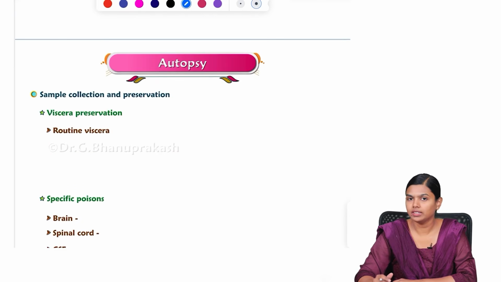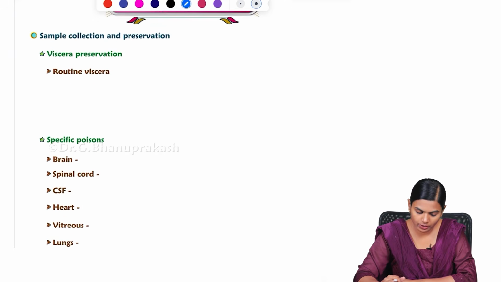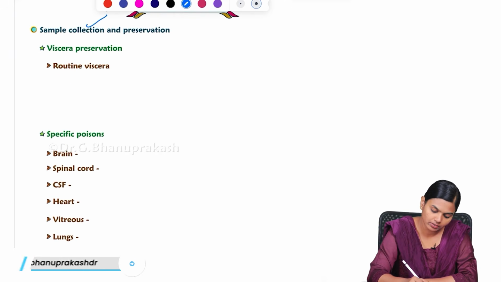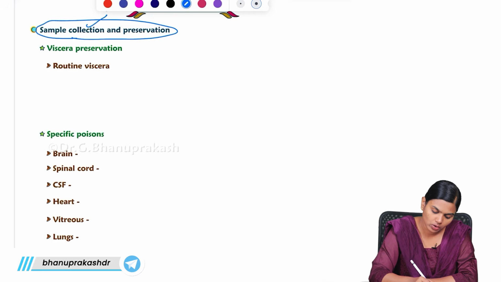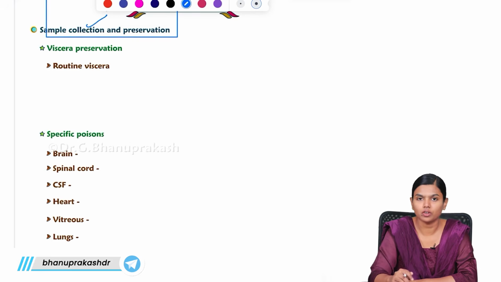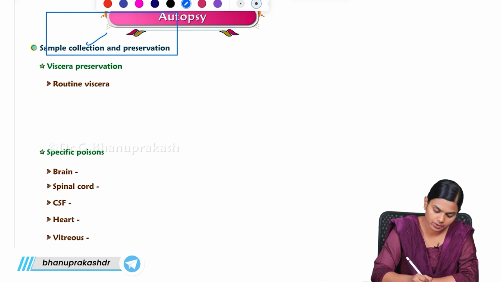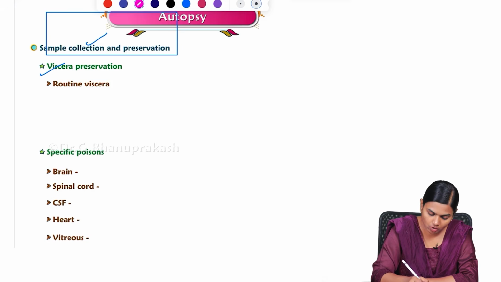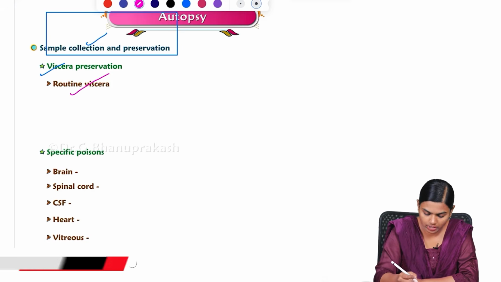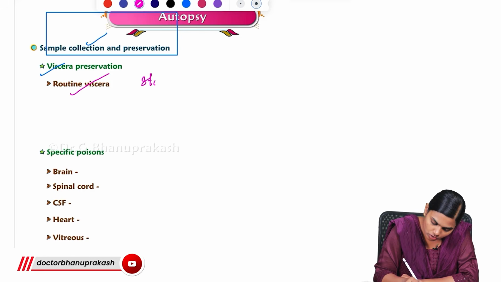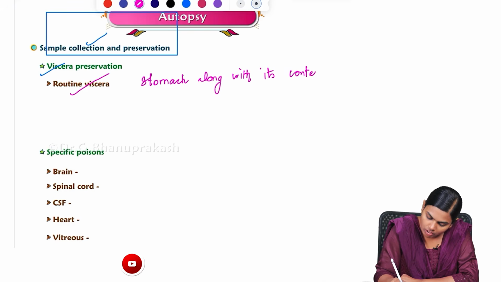Now, once you are done with the autopsy, you have to collect and preserve the samples, and this is also an important part of the autopsy. Without this, autopsy is never complete. So, usually what we preserve is the viscera, the internal organs. What we routinely preserve, we call routine viscera preservation, and it includes the stomach along with its content.